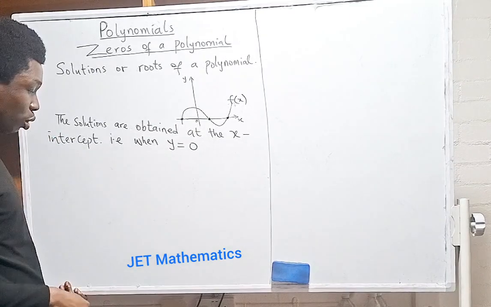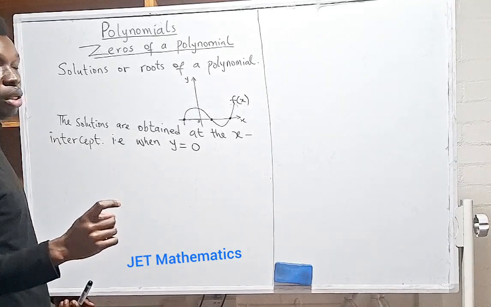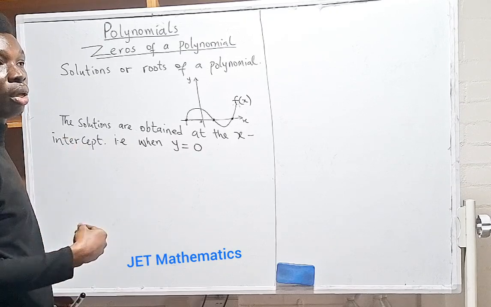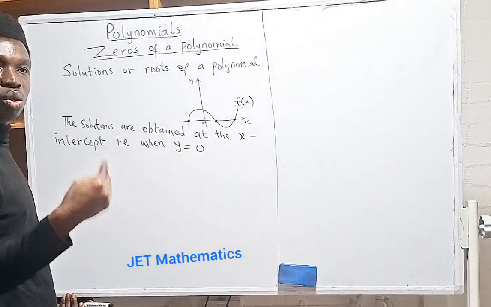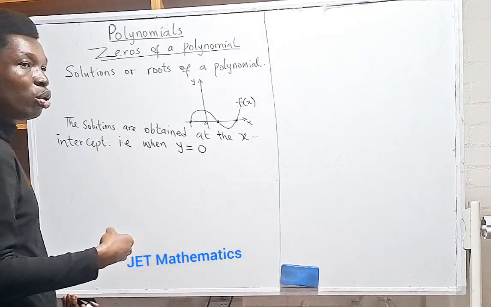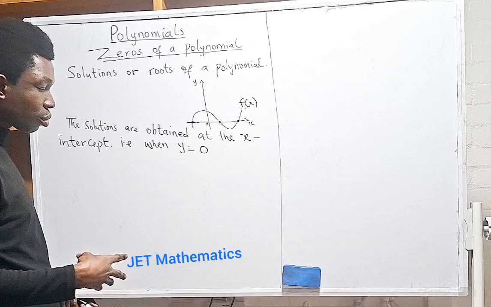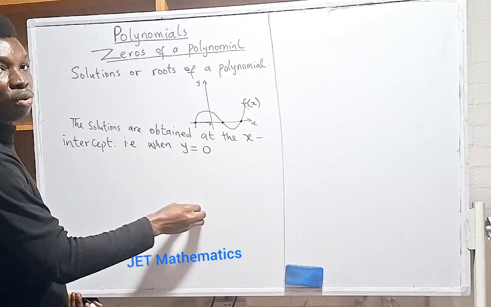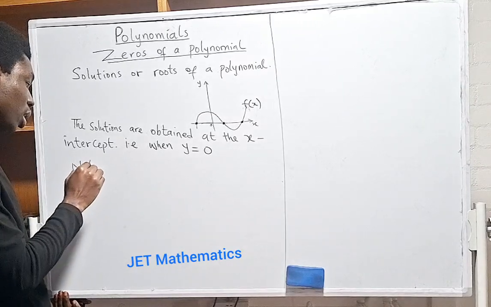Alright, again, you must note that if the degree of a polynomial is 1, then you have one root, a single root. If the degree of the polynomial is 2, then you have 2 roots. If the degree is 3, then you have 3 roots. So take note that the degree of the polynomial is equal to the number of roots you are going to get. Let's state that down.